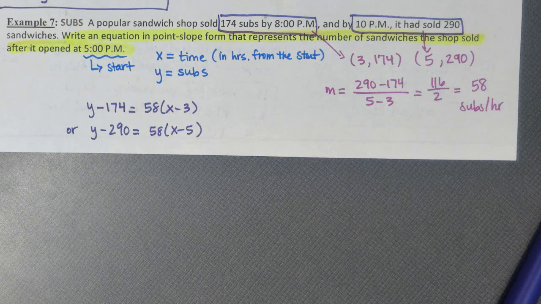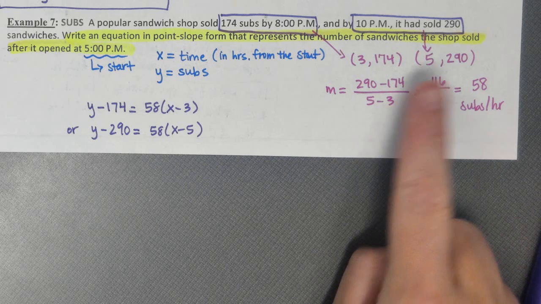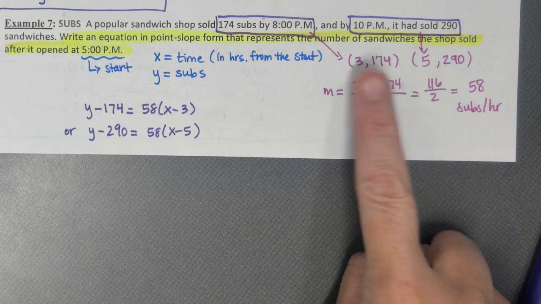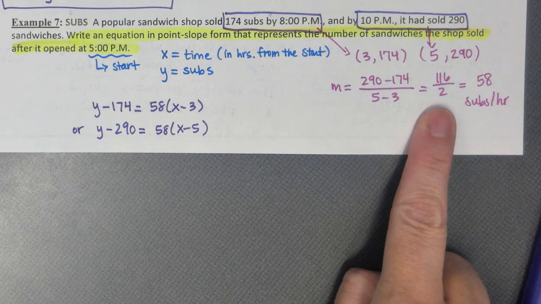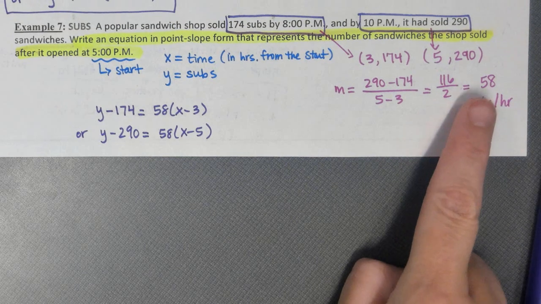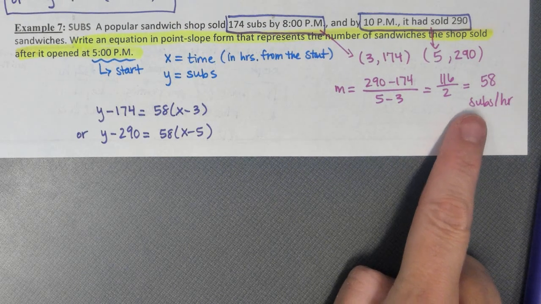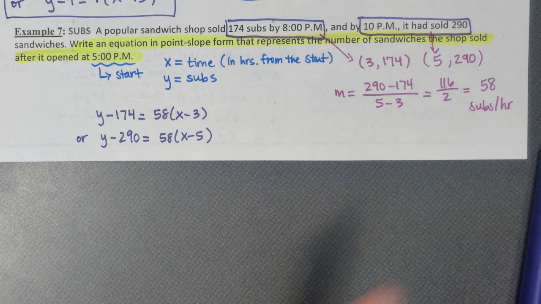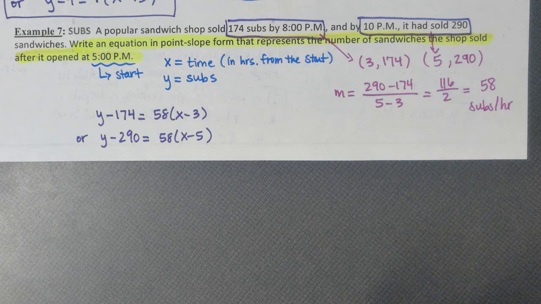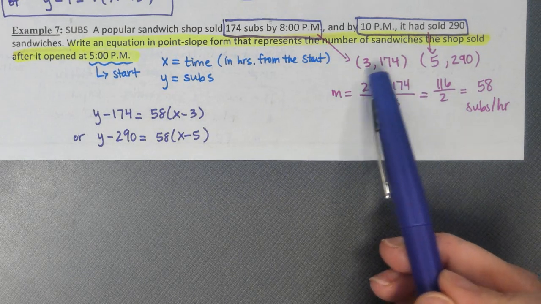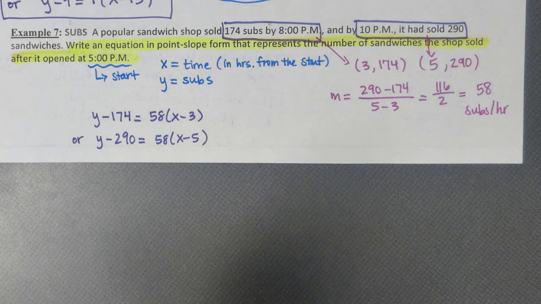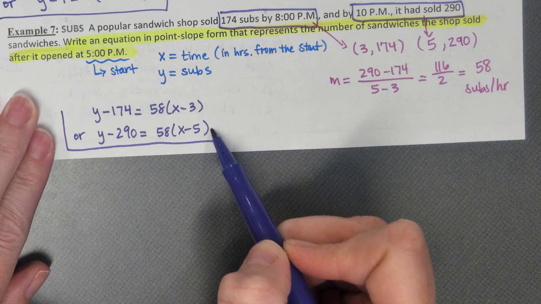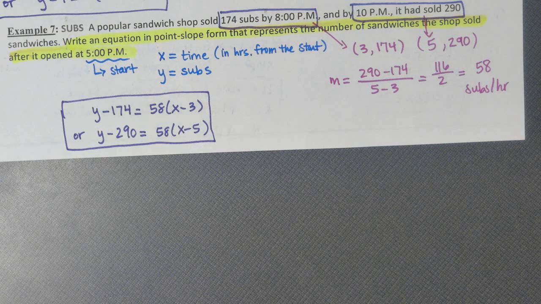Alright, let's see how we did. So when you're calculating the slope, 290 minus 174 over 5 minus 3 is going to give you 116 divided by 2, so you should get 58. So remember, your slope is representing how many subs they make in an hour. So 58 subs per hour. And then you are writing the equation, so whether you chose the first point or the second point, you just need one of those equations, okay? You just need one.